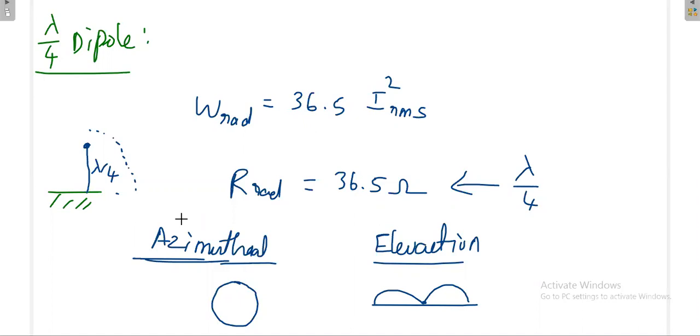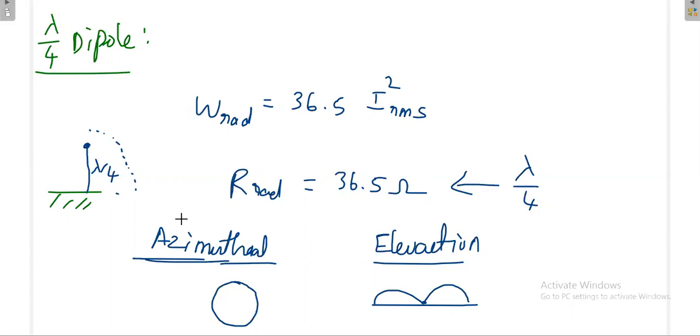Which will have more directivity? Lambda by 4 dipole, sir. Yes, very good. Lambda by 4 will have more directivity because it is not radiating below the plane, only above the plane. That's why the lambda by 4 dipole will have more directivity.